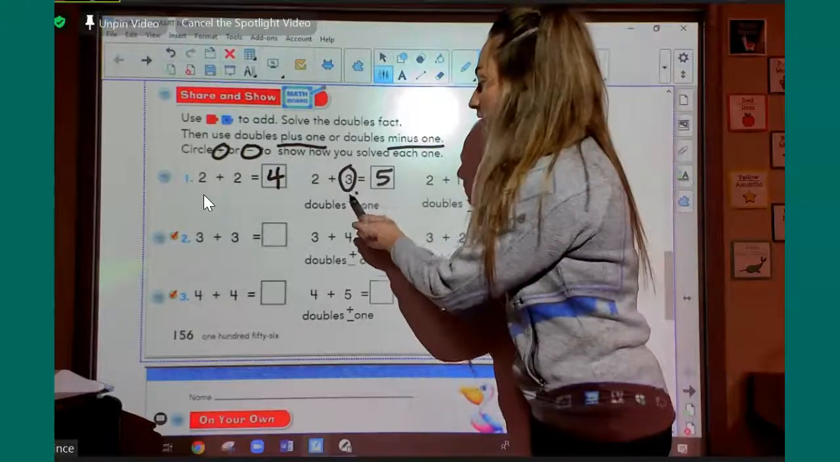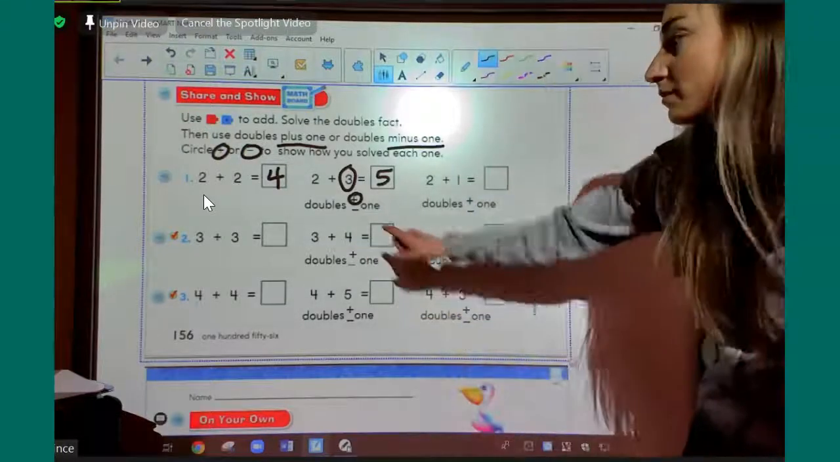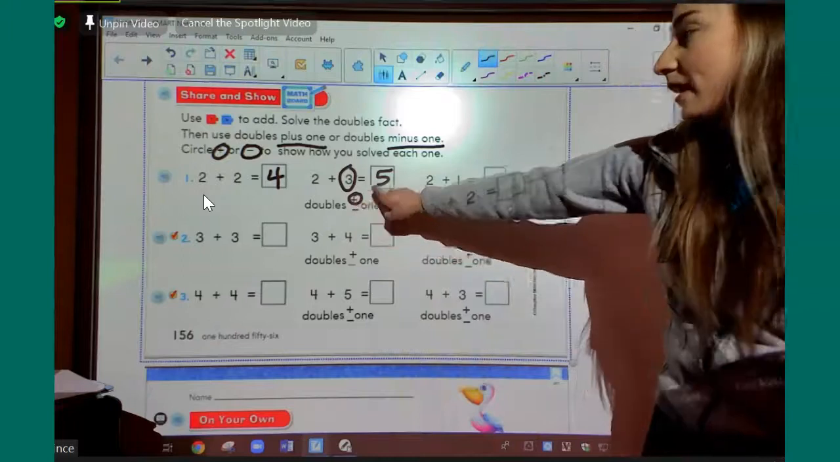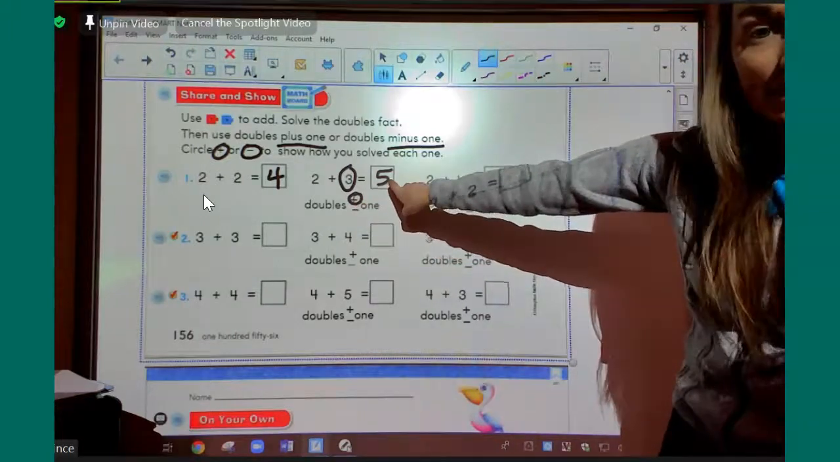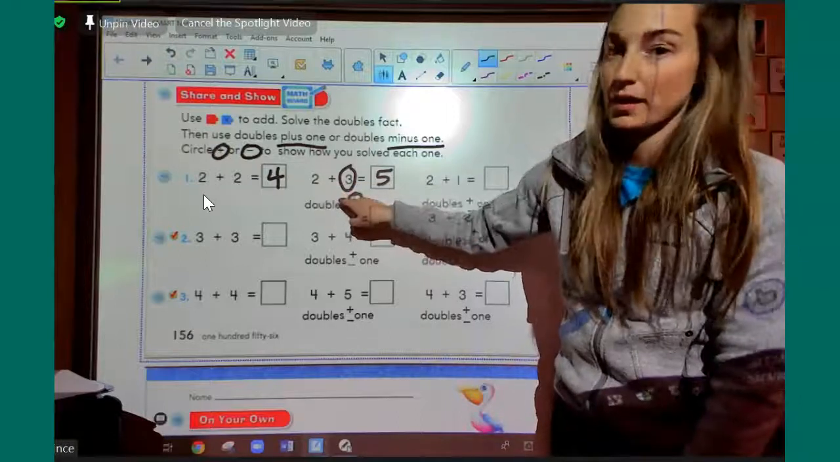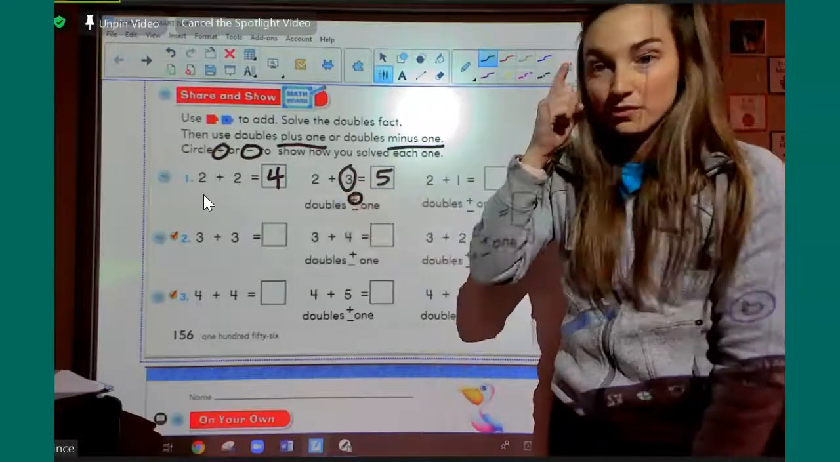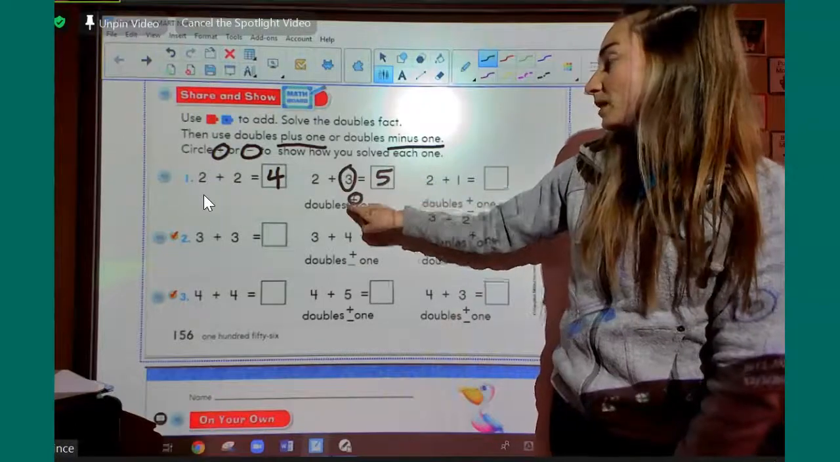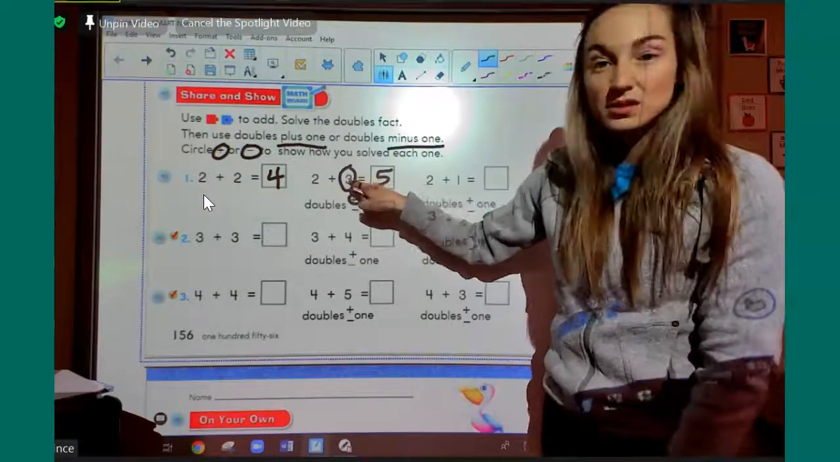So we're going to circle the plus sign. So I want you guys to make sure you circle the plus sign. And then Kaya told us that it is 5, and we know that because we know this problem super quick. These numbers are small enough to where we know these in our head, but we need to also see that it's a doubles plus 1.